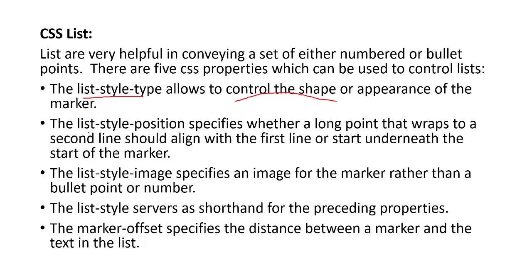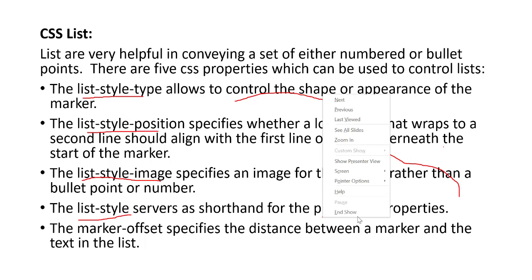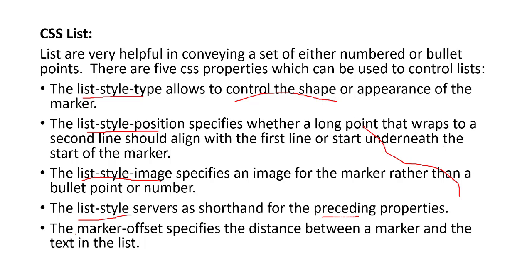Okay, the list style position specifies whether a long point that wraps to a second line should align with the first line or start beneath the marker. The list style image is an image for a marker rather than a bullet point or a number. List style serves as a shorthand for the preceding properties. And the marker offset specifies the distance between a marker and the text in the list.